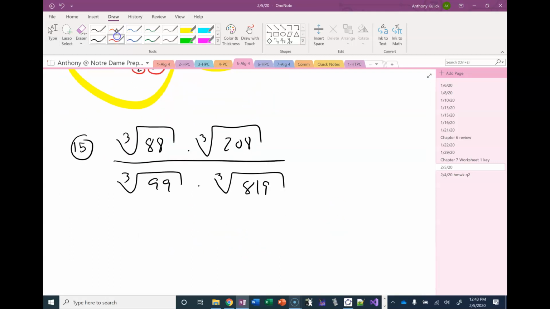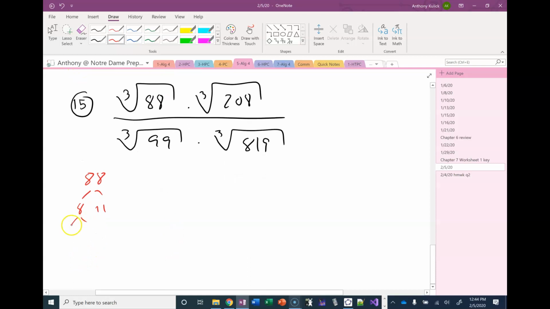All right. So I'm going to start by finding the prime factorizations. So how can I split up 88? Okay. 11 is prime, so there's nothing more to do with that. How can I split 8 up? Okay. And then 4 is 2 and 2, right? So I'm going to have 2 to the 3rd times 11. Sound good there? Okay.